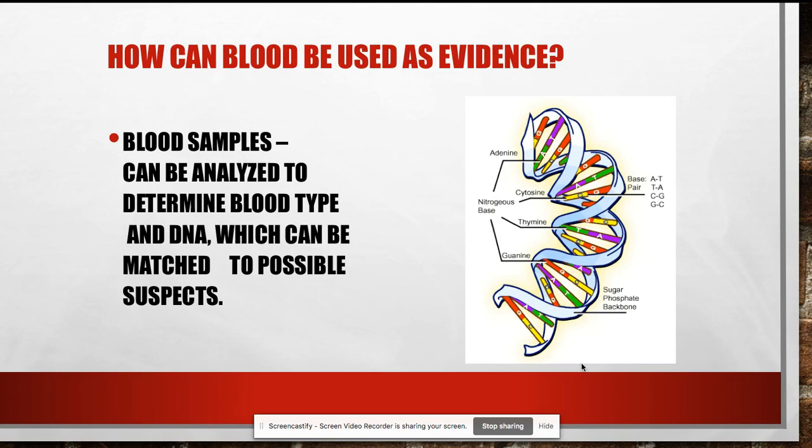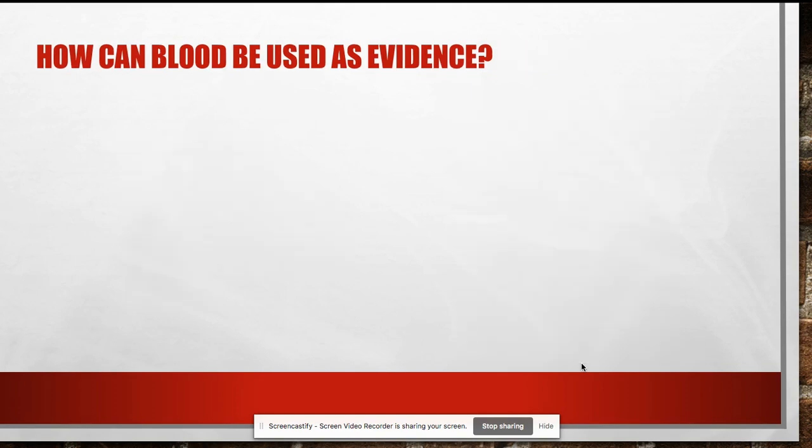Now, how can blood be used as evidence? Blood samples can be analyzed to determine blood type and DNA, which can be matched to possible suspects. Now, of course, DNA is much more specific. However, blood typing can also be a very good use of class evidence to try and help narrow down the search as well.